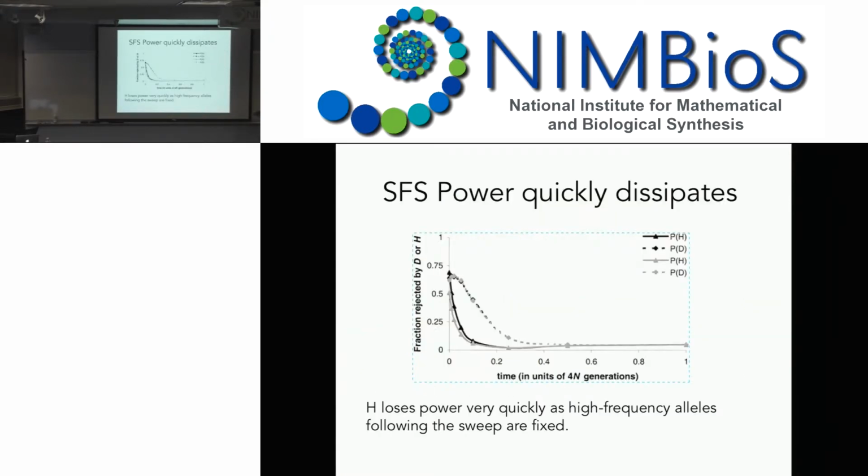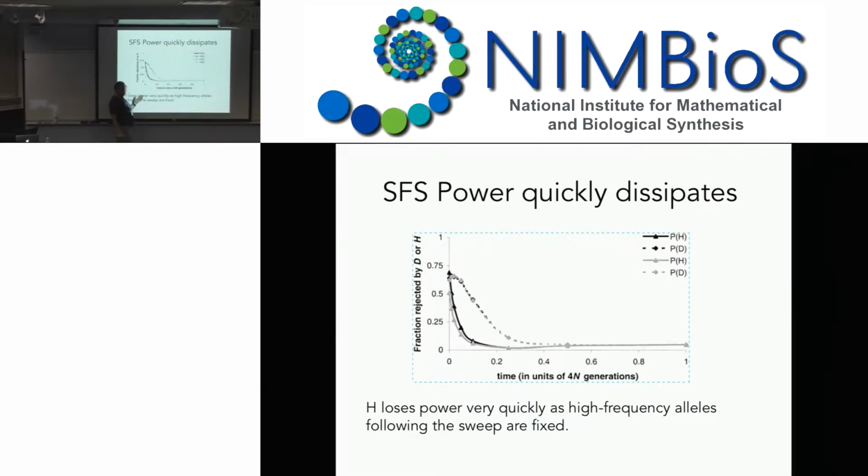And what they basically showed with simulations, here's the power of the H test and the power of Tajima's D, and this gets at your question over here. And here is where that signal persists. So basically, after about 0.1 generations, you don't have a lot of power from the H test. As the sweep has just concluded, the H test has a lot of power. One reason is those high-frequency alleles get fixed very quickly because they're near 1. The Tajima's D test over here actually has a lot more power as you go a little bit further.